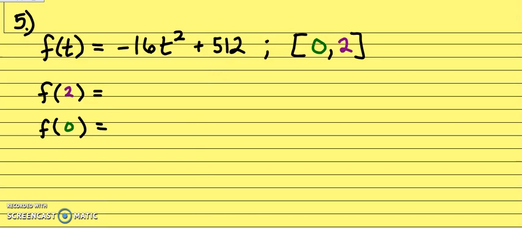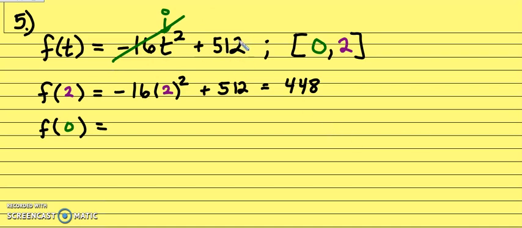We have to first calculate f of 2 and f of 0. So f of 2, negative 16 times 2 squared plus 512, which will give us 448. And now we calculate f of 0. And f of 0 is pretty easy to calculate given this function, because we're going to plug in 0 here, and negative 16 times 0 squared will be gone, and we're just left with 512 as our answer.